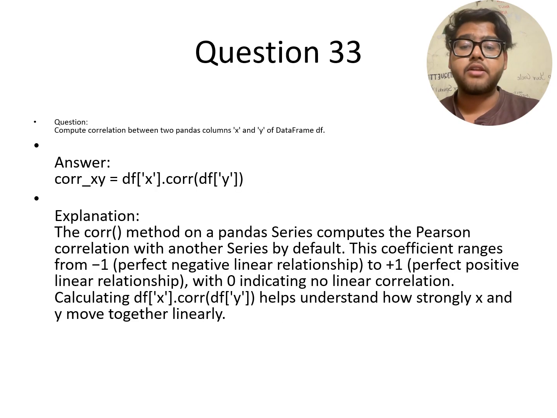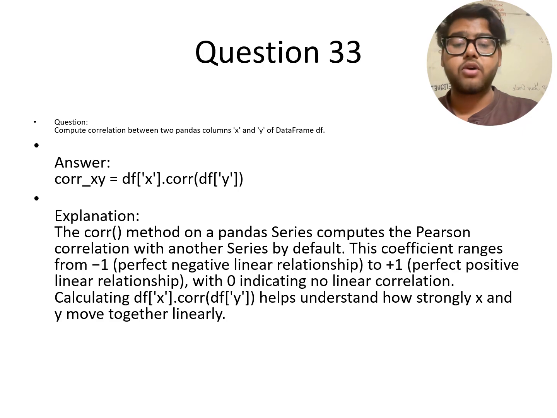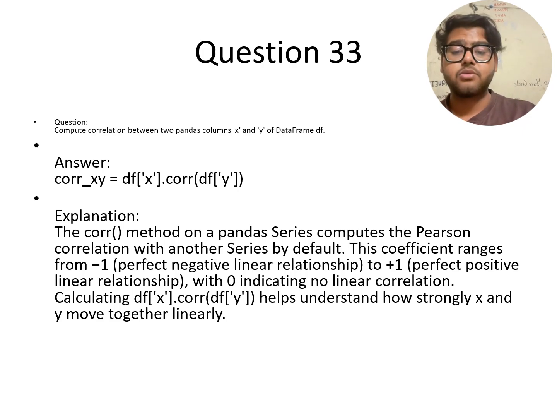So the 33rd question is, compute correlation between two pandas columns x and y of data frame df. The correlation method, that is corr on a pandas series, computes the Pearson correlation with another series by default. This coefficient ranges from -1 to +1 with 0 indicating no linear correlation.